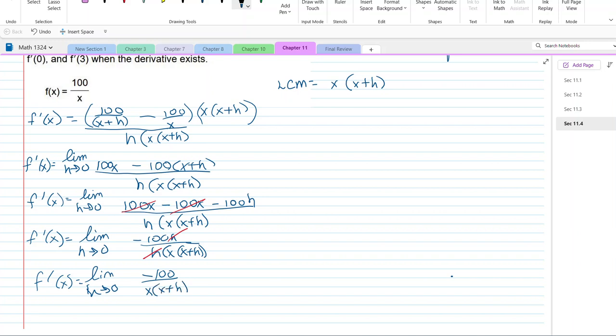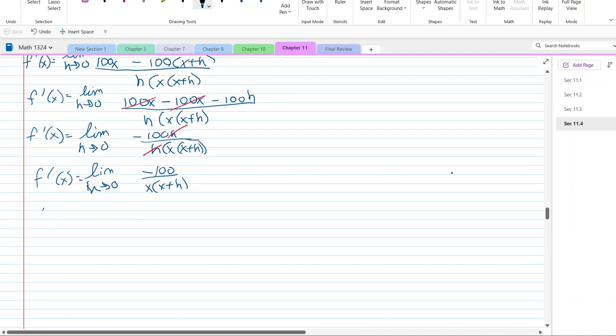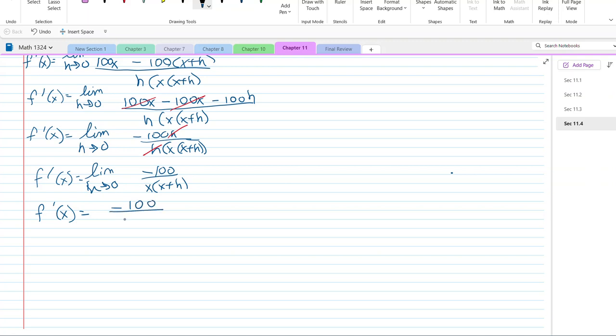Now I'm going to insert 0 for h, and that's going to give me a negative 100 over x times x plus 0, which leaves it as x. And I'm going to do it right here. I get a negative 100 over x squared. And this is the derivative.